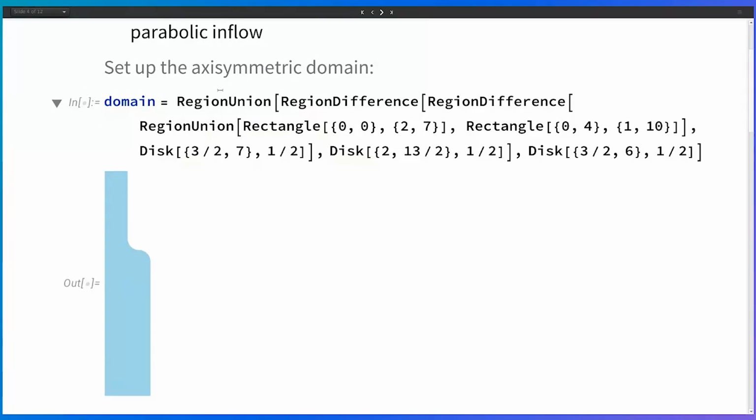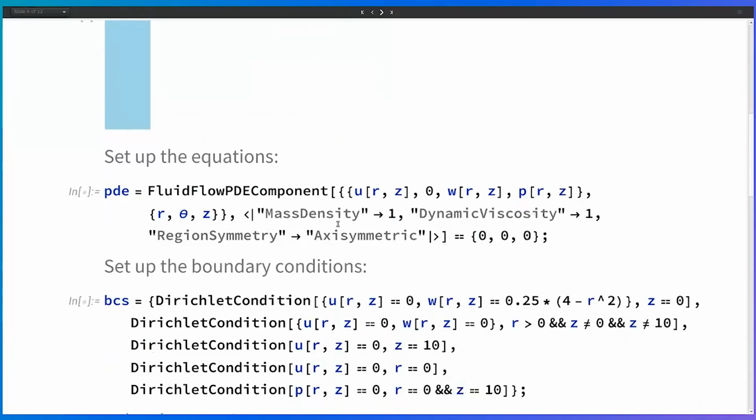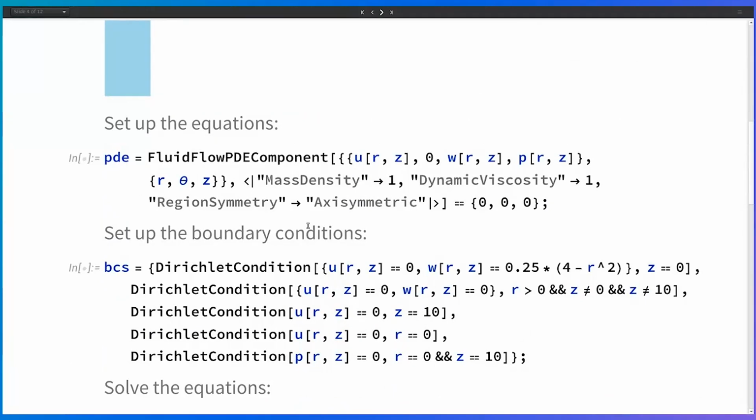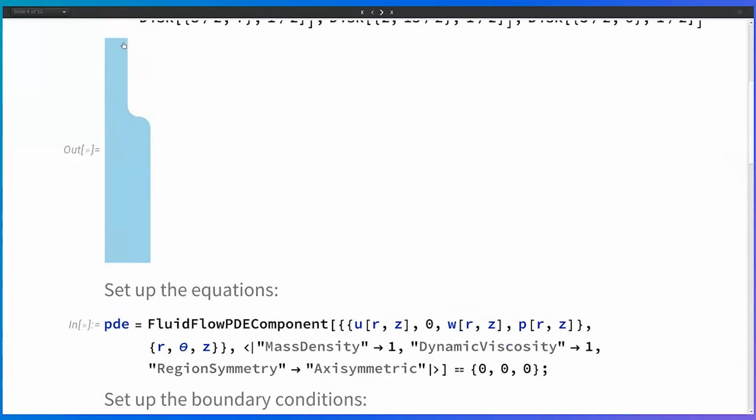So after we set up the domain, we set up the equations using the FluidFlowPDEComponent, and then we set up the boundary conditions. The first boundary condition is just a parabolic inflow here at the bottom. Then we have a no-slip boundary condition here on the right-hand side. The no-slip boundary condition means that we assume that the velocity is equal to 0, so the fluid sticks onto the boundary and there is no slip.